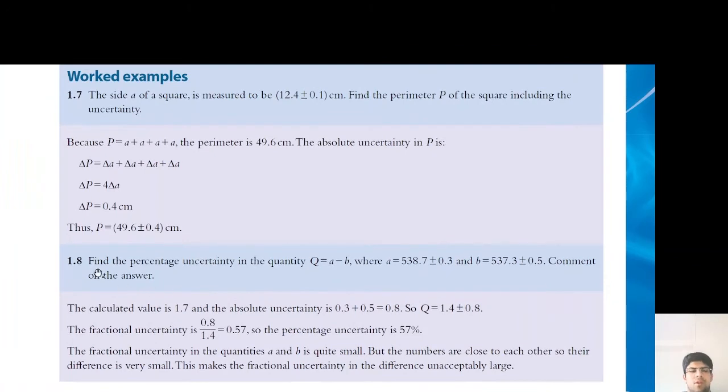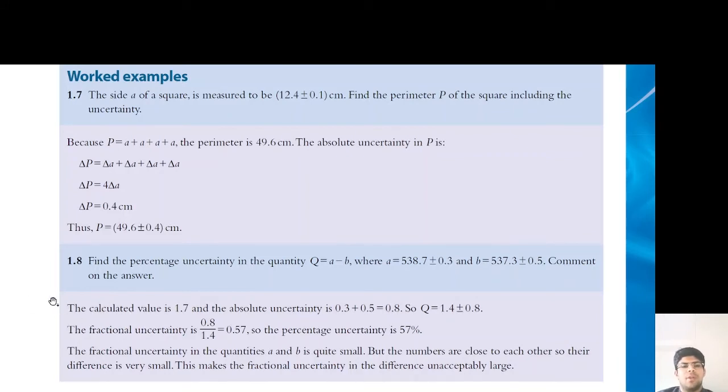Yes, now example 1.8: find the percentage uncertainty in q, which is the quantity a minus b, where a equals 538.7 plus minus 0.3 and b equals 537.3 plus minus 0.5. Okay, and now comment on the answer. Okay, let's comment on the answer.